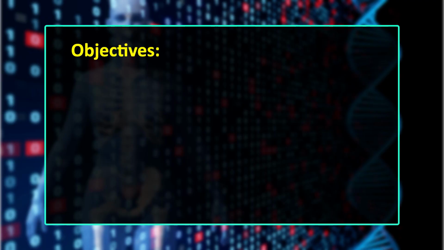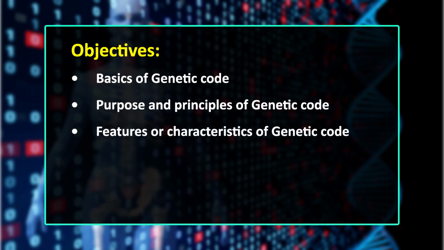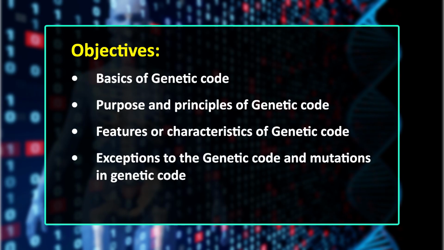Today we are going to discuss the topic genetic code. The main objectives of today's lecture are to know about the basics of genetic code, to study the purpose and principles of genetic code, to know about the features or characteristics of genetic code, to know the exceptions to the genetic code and mutations in the genetic code, and to study the benefits of genetic code.